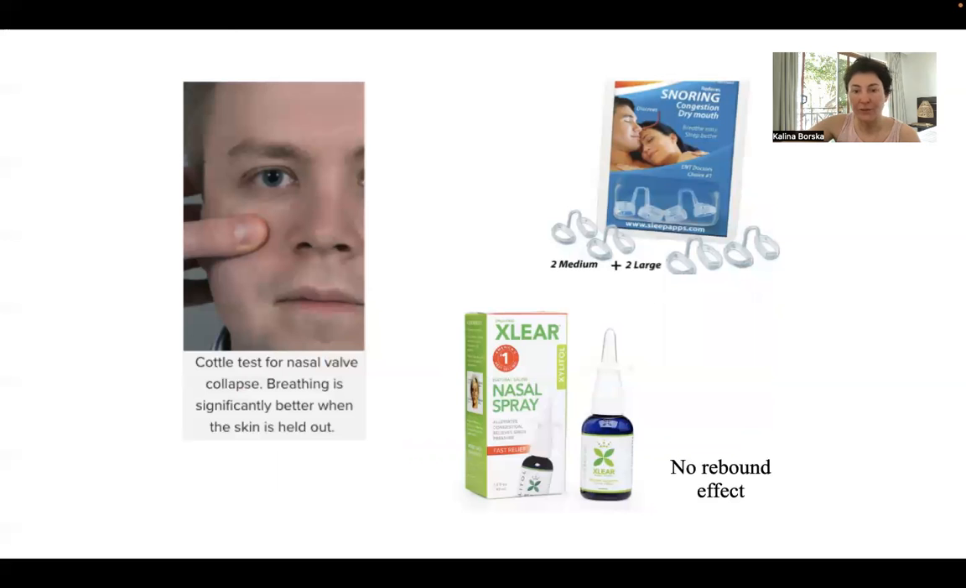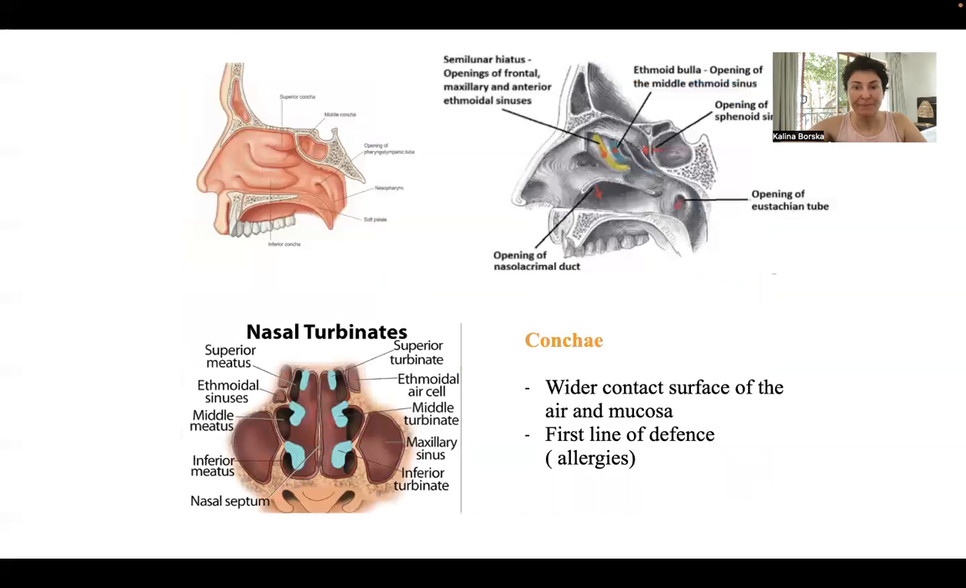Maybe going back. When patients have this impingement, there is a little test called the Cottle test, where you just stretch the skin around the nose. If the patient feels, oh yes, that's much nicer to breathe, you can straight away advise them to use some nose cones, little dilators, also some nasal sprays, like this xylitol one, which doesn't give a rebound. You can also tell them about diffusers, something to help them breathe better at night straight away.